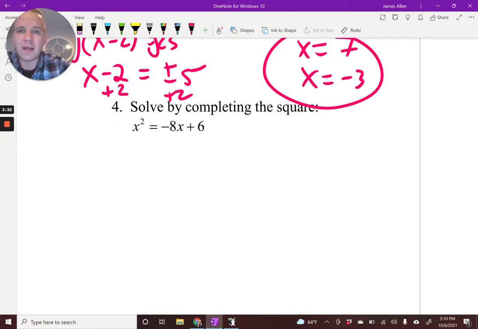Number 4, solve by completing the square. So although we could possibly do this in other ways, quadratic formula, who knows, maybe it's factorable, I don't know. The directions say solve by completing the square. So we got to do that.